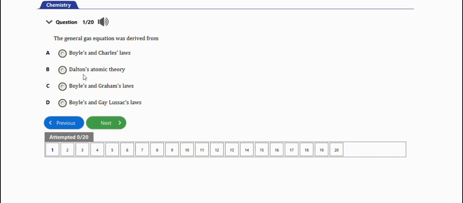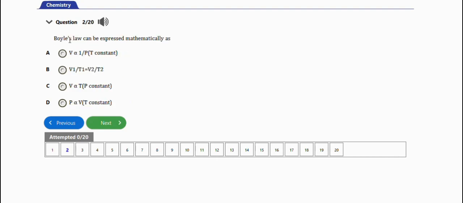Boyle's law and Charles' law, Dalton's atomic theory, Boyle's and Graham's laws, Boyle's and Gay-Lussac's laws. So the right option to this question is option A, which is Boyle's and Charles' laws. Alright, so that's it for this question. The next repeated question will be this one.